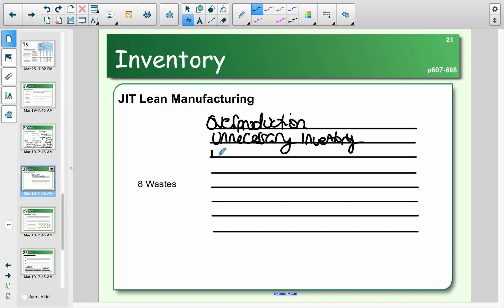If we have to wait for inventory to arrive, so lots of delays or lead time when we place our order from when it arrives, that's time we're idle. So if we're sitting and idle and waiting for inventory to arrive, that's inefficient and wasteful. We want to eliminate any unnecessary transportation.